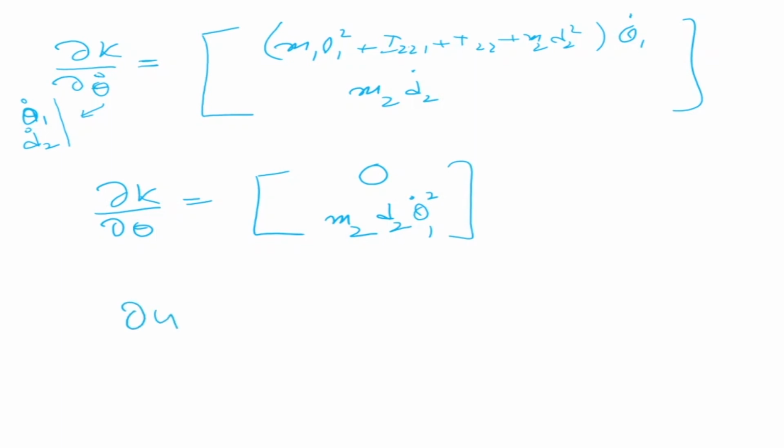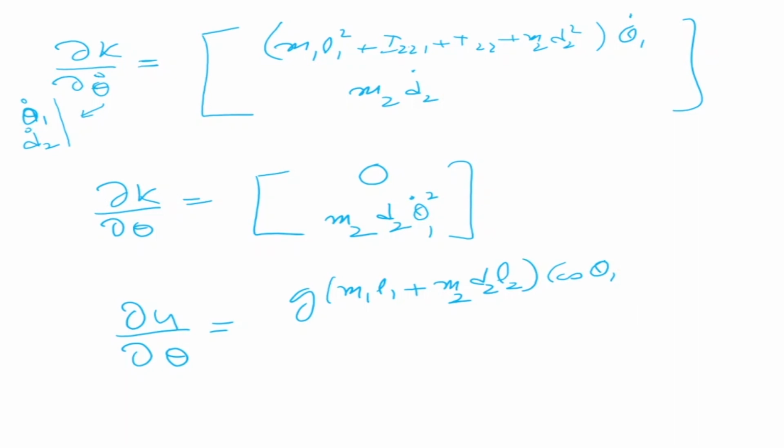The third term is du by d theta, which is equal to g into (m1 L1 plus m2 d2 L2), and then we have cos theta 1. Okay, and then we have g m2 sin theta 1. Okay, so du, the potential energy, we differentiate again, once with respect to theta 1 and then with respect to d2. Okay, because both are there.